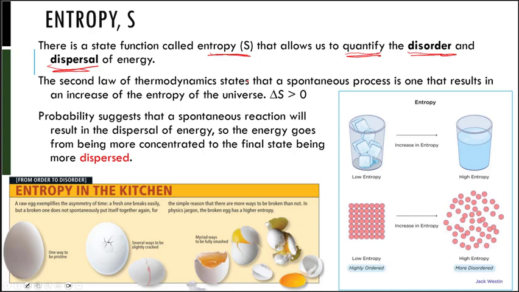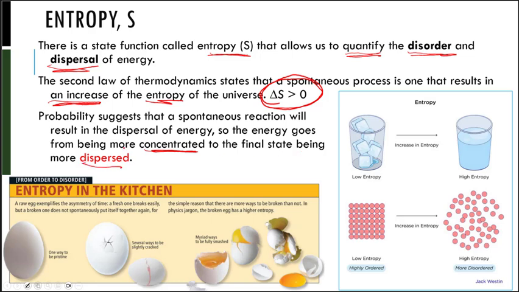The second law of thermodynamics states that a spontaneous process is one that results in an increase of the entropy of the universe. So delta S is greater than 0. Probability suggests that a spontaneous reaction will result in the dispersal of energy, so the energy goes from being more concentrated to the final state being more dispersed.